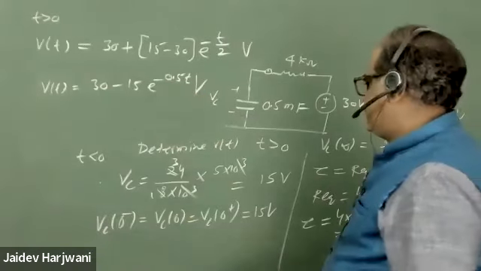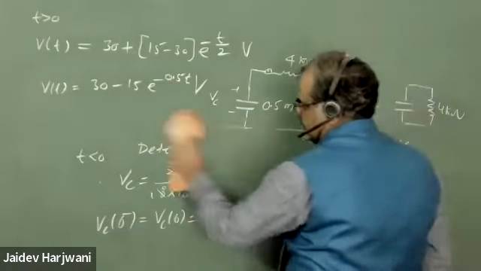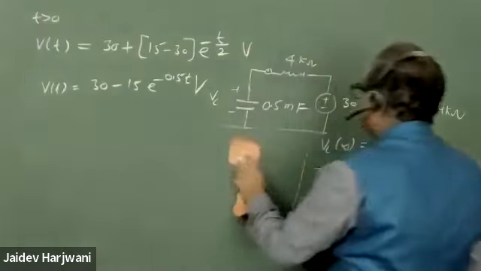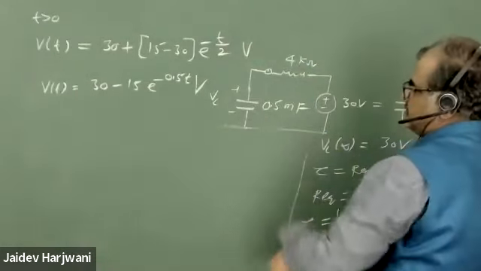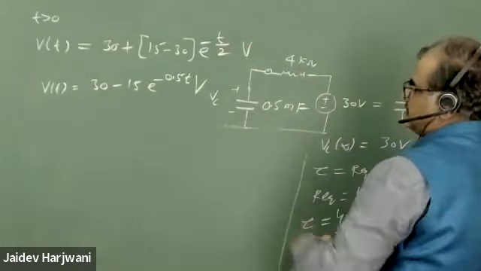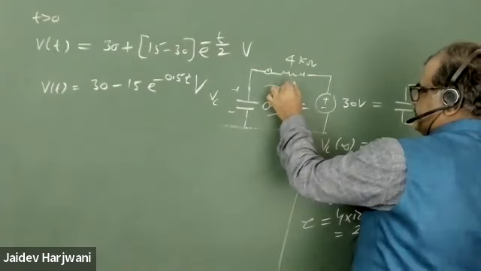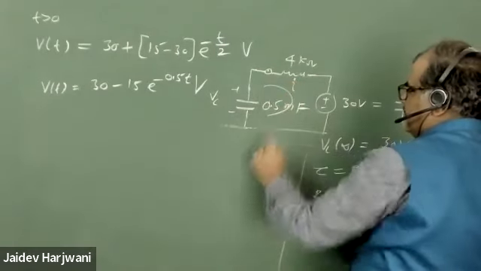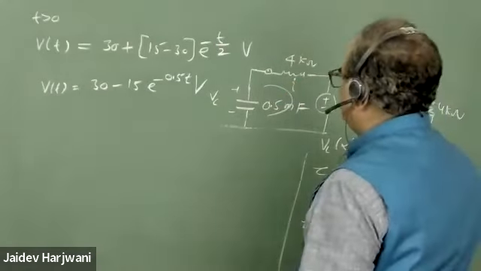Now this is our equation. You can check also here if you want to solve this equation. If you apply KVL here, can you apply KVL here? What can you write if you apply KVL here? Anybody? Plus VC, plus I, minus VC plus 4I plus 30 equals to zero.